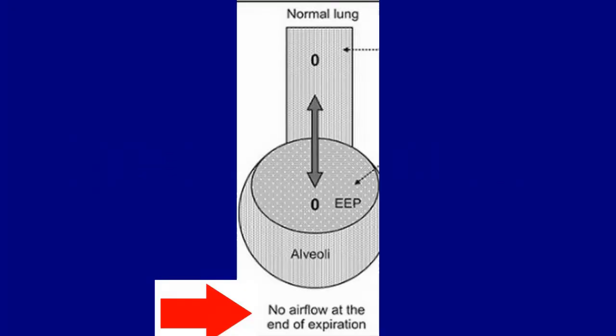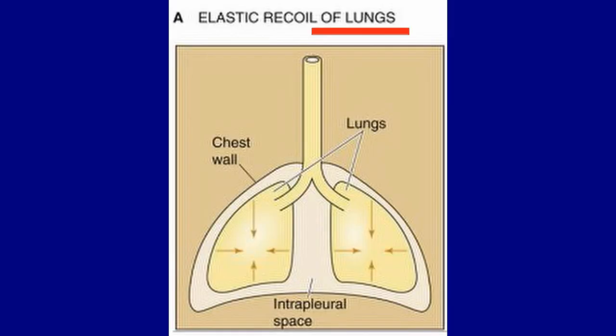Hello everyone. Today we want to talk about the lung pressures that are present at the end of expiration and how these pressures prevent the occurrence of lung collapse. When we look at the lung at the end of expiration, there is no airflow, and we know that the lung is composed of elastic tissue.